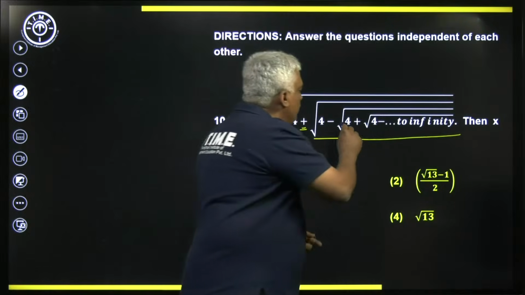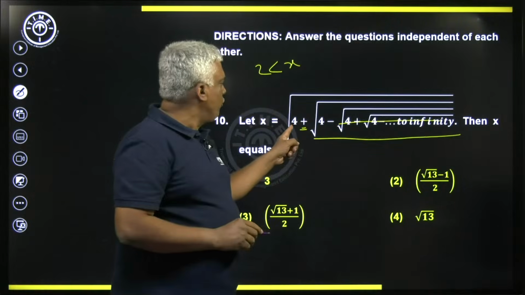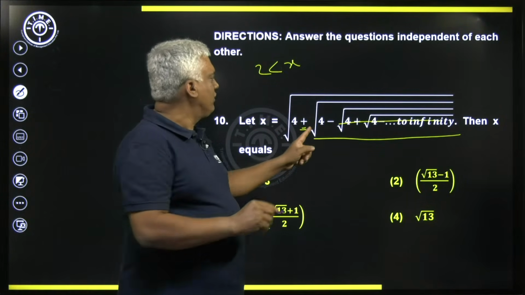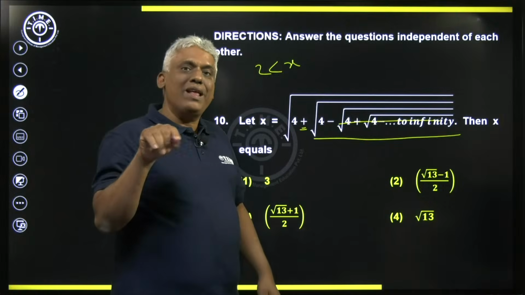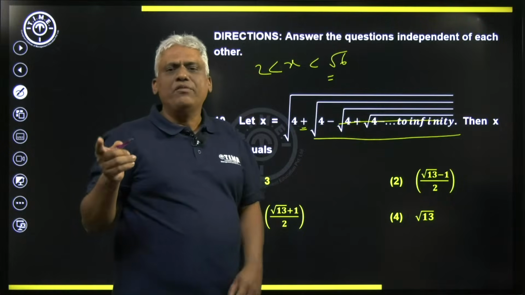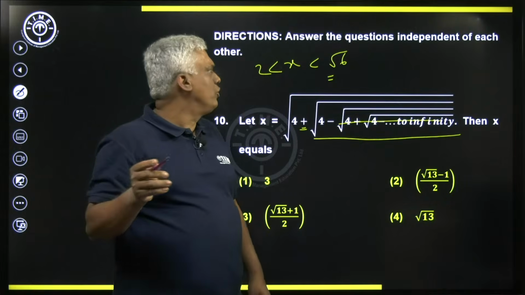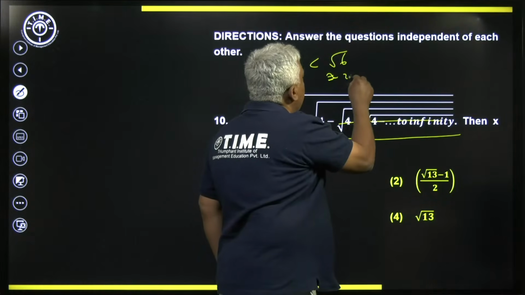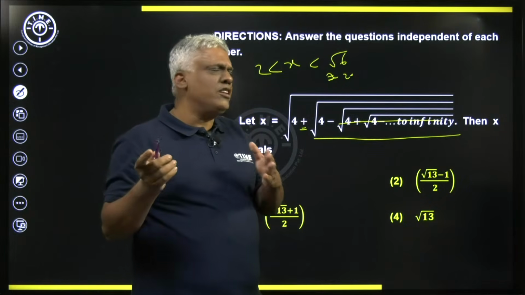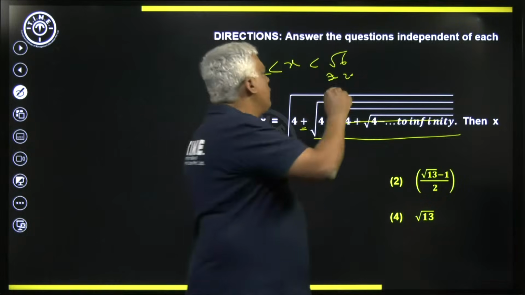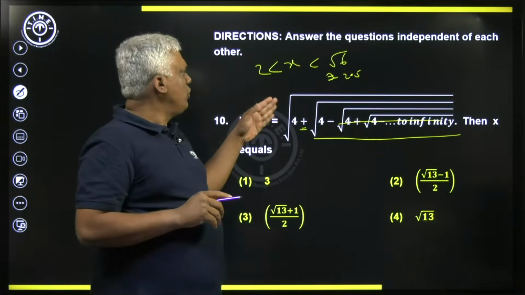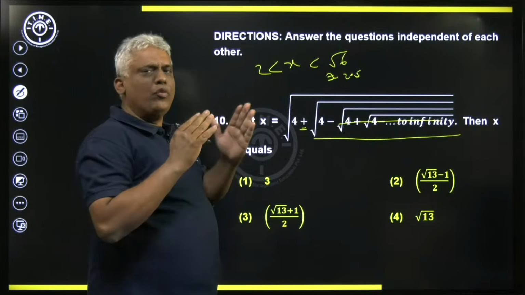Now again, if this term is not there, the answer will be root of 4 plus root 4, that is 4 plus 2, root 6. And it is minus, so the answer will be less than root 6. Now root 6, you know that 2.4 squared is 5.76, so it will be a little less than 2.5. Something around 2.4 and 2.5. So the answer will be more than 2 and less than something between 2.4 and 2.5.